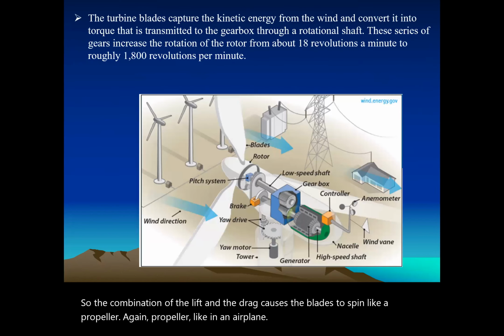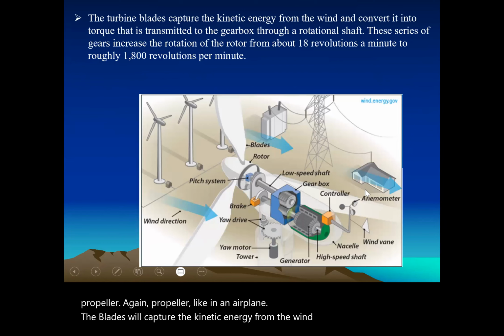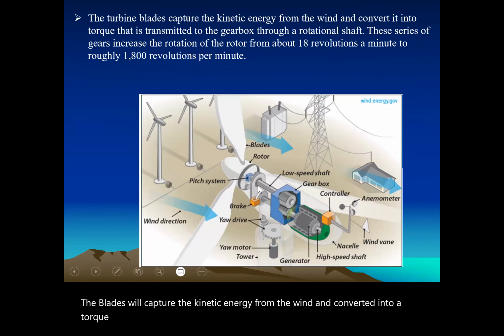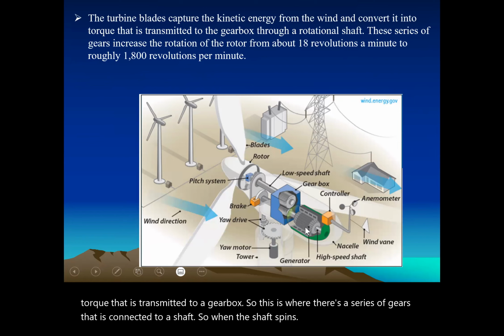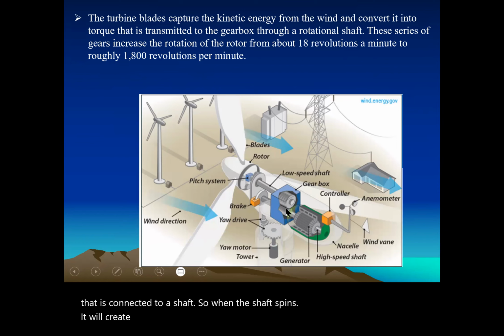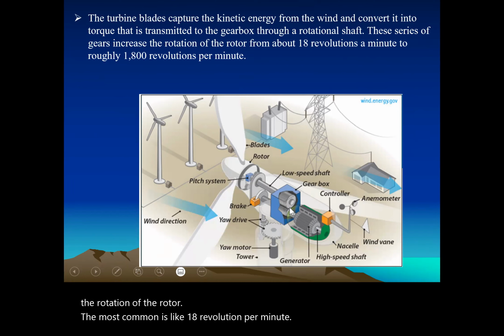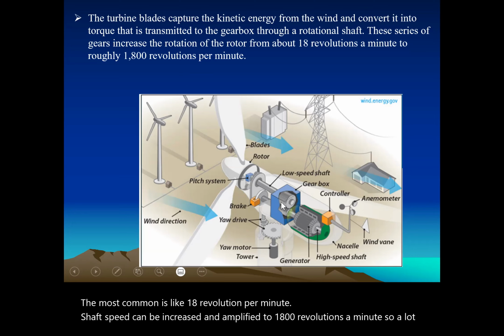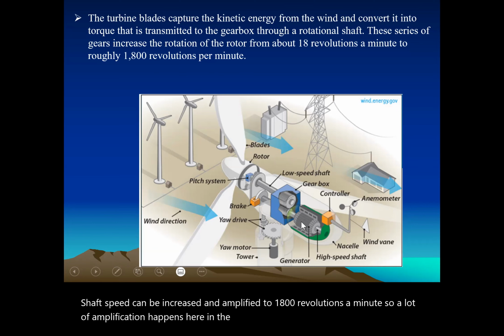The blades will capture the kinetic energy from the wind and convert it into a torque that is transmitted to a gearbox. This is where there's a series of gears that is connected to a shaft. When the shaft spins, it will create electricity. The job of the gears found here is to increase the rotation of the rotor. The most common is around 18 revolutions per minute. Shaft speed can be increased and amplified to 1800 revolutions a minute. So a lot of amplification happens here in the nacelle by the gear system.